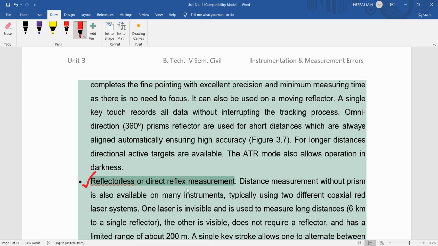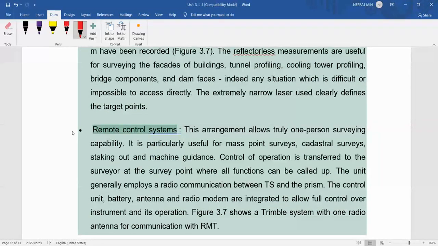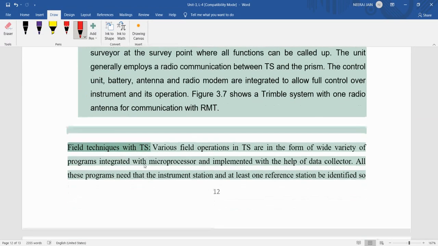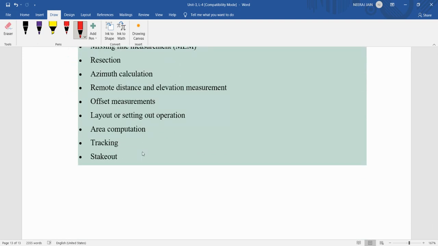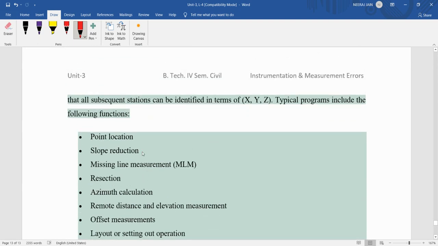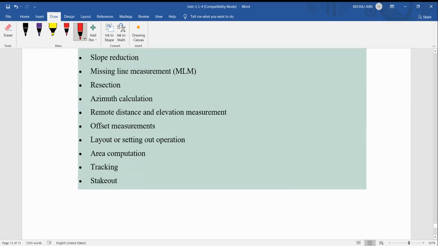Reflectorless or direct reflex measurement. So these are some of the features. Remote control system is also available. These are the features of the modern type of theodolites, the modern total station. So in this manner we have studied the theodolite and total stations, which are very useful for leveling and surveying purposes. Thank you.